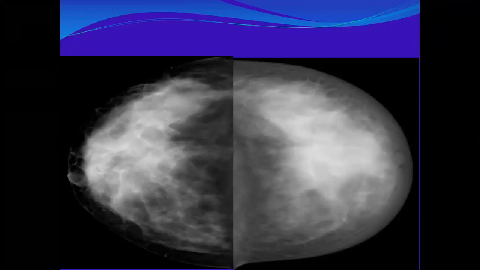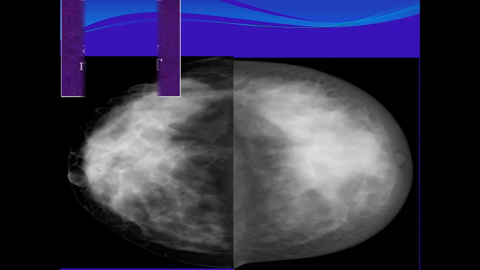What about this one? Continue. This is the left breast showing global asymmetry and thickening, trabeculation, and skin thickening of the whole skin. Global skin thickening and nipple retraction. Excellent. Nipple retraction. So this is highly suspicious of malignancy.